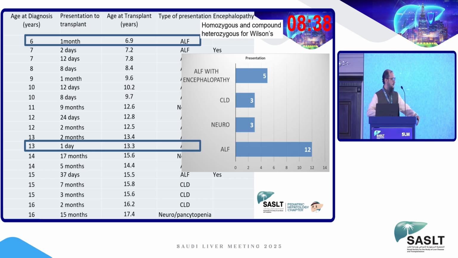Her transplantation was done, the donor was a brother who eventually, on later testing, turned out to be heterozygous for Wilson disease. So this is just 2 of the 19 patients whose donor was heterozygous for the same mutation for Wilson.